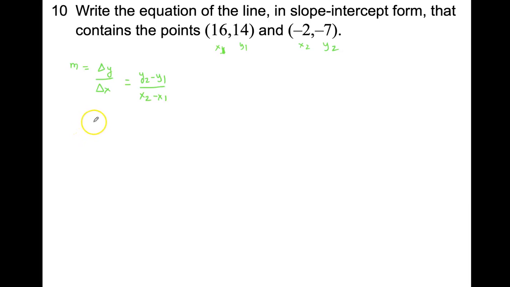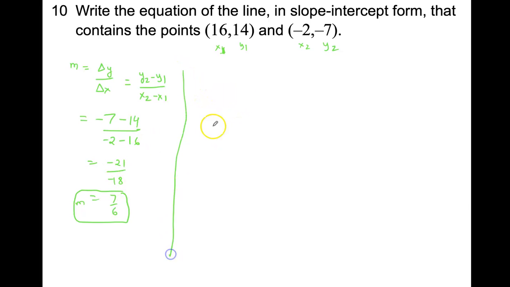So let's substitute the values. I don't want to make a mistake because I did last time. Negative 7 minus 14 over negative 2 minus 16. So this gave me negative 21 over negative 18. You know negative and negative will cancel out. These are 3 times 7 and 3 times 6. So 7 over 6, this is my slope.